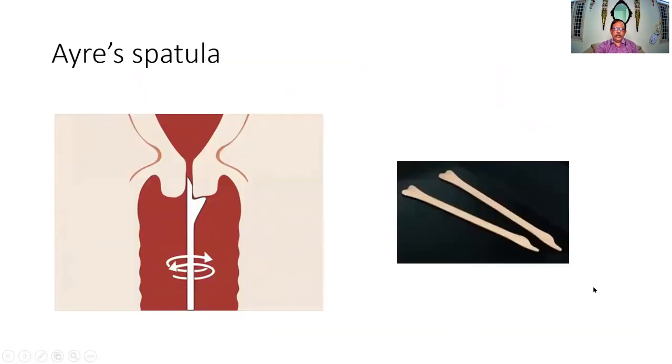Ayre's spatula is one. So this is a line diagram. Definitely you people can draw it in your cervical cytology. This is a uterus over here, and this is the lip of the cervix, another lip of the cervix, and this is the vagina. So here I'm inserting an instrument which is called the Ayre's spatula. Normally a sampling is required at the region of ectocervix and endocervix.